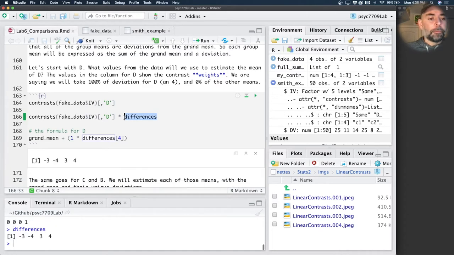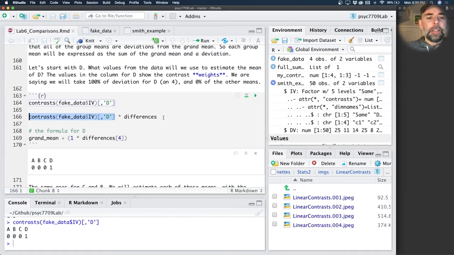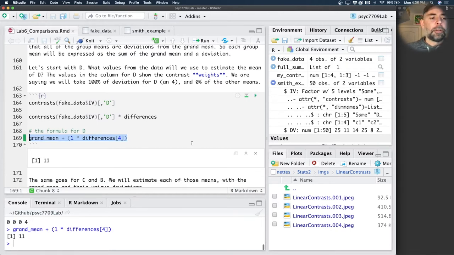If you remember, we calculated the differences. This is the difference between the group mean and the grand mean for each group. Here's group D. It's 4 above 7, right? That's how you get to 11. If we multiply the contrast weights by the differences, here's what we're saying. We're going to add 0 of the differences from A, 0 of the differences from B, 0 of the differences from C, and all of the differences from D. 1 times 4, all of them. So it looks like this. The formula for D is the grand mean, which is 7, plus 1 times the differences of group D.